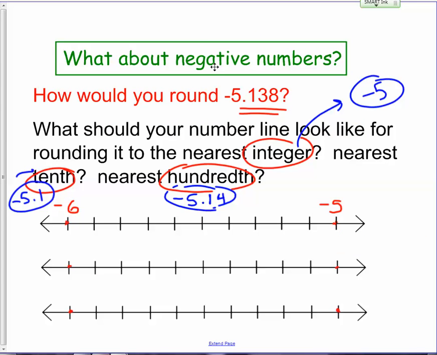Okay, then we talked about negative numbers, and remembering that with negative numbers, as you move to the right, you get closer to 0. So negative 5 is bigger than negative 6. And so we just talked about how you round those off on a number line to the nearest integer. So negative 5.138 is definitely closer to negative 5. And negative 5.138 to the nearest tenth is closer to negative 5.1. And to the nearest hundredth is closer to negative 5.14. So you round them off the same way, but when you visualize them on a number line, you have to make sure you put those numbers in the correct order on the number line.